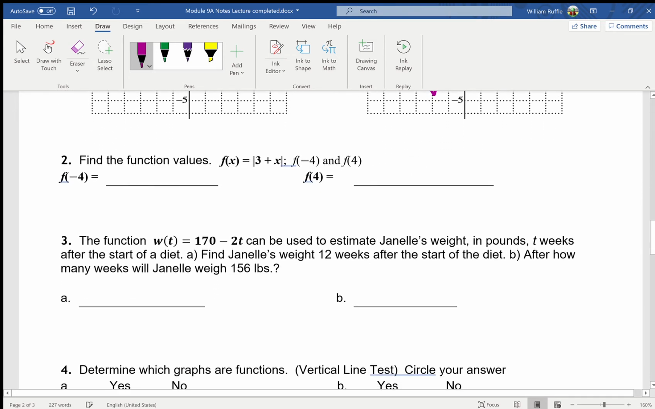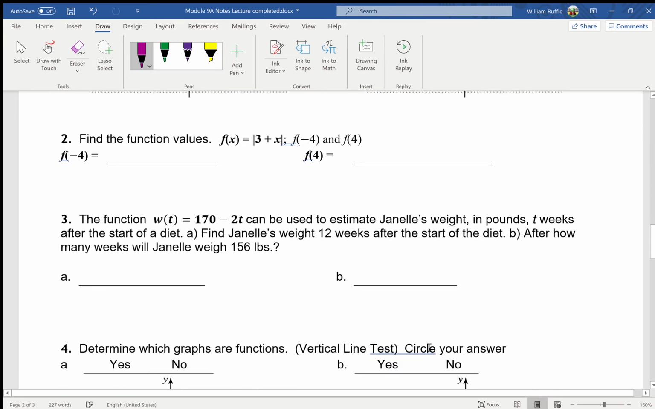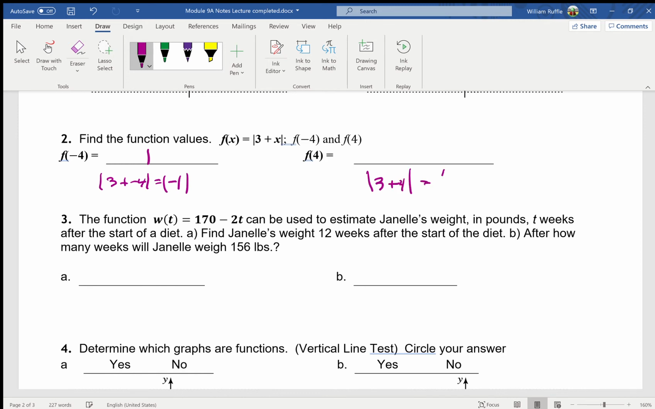Now here we're just going to do some simple evaluations. F of x is equal to the absolute value of 3 plus x. Well, x is -4, so 3 plus -4 is -1. Now, the absolute value of anything is just how far it is from 0. Well, -1 is one space away. So if I put in 4, 3 plus 4, I get the absolute value of 7. 7 is 7 spaces away from 0, so that answer is 7.